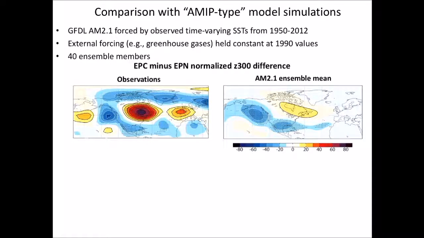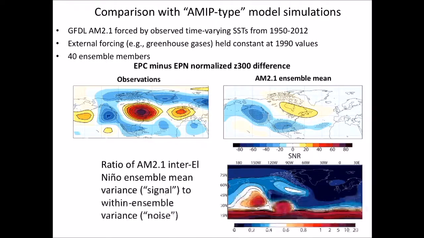And you can see there are differences, most notably these differences over northeastern North America are much weaker in the AM2.1 than in observations. But there is some similarity in the pattern, so it's suggesting that the model is able to detect some significant differences between these two El Nino types.